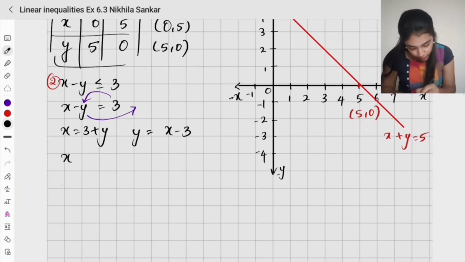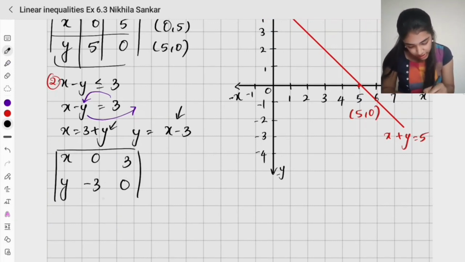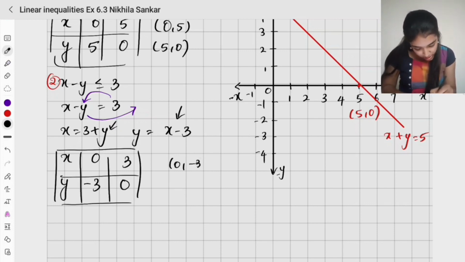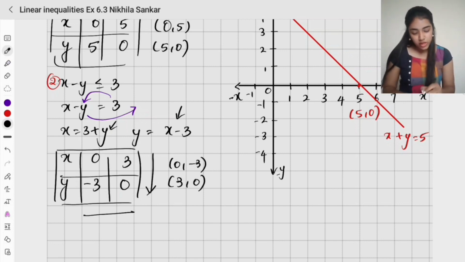Now shall we put values for x and y? So x, y. If the value of x is 0, y is going to be minus 3. If the value of y is 0, x is going to be simply 3. So this is my tabular column. So what are the solutions? 0, minus 3 and 3, 0. We went downwards, so don't write it as 0, 3 and minus 3, 0.